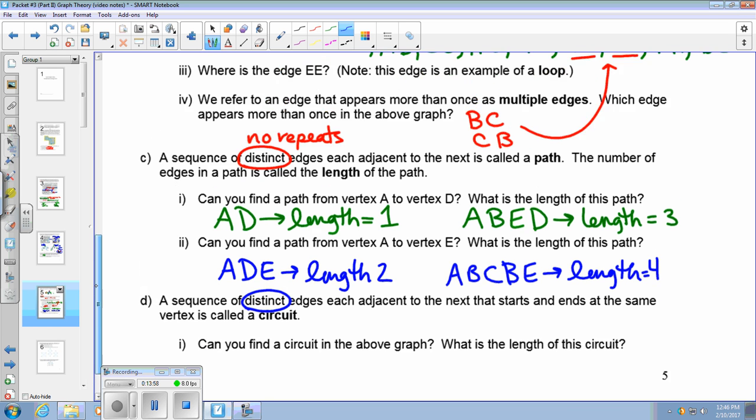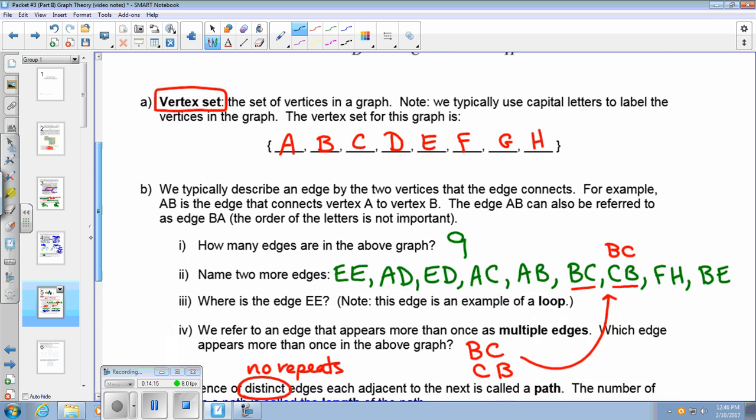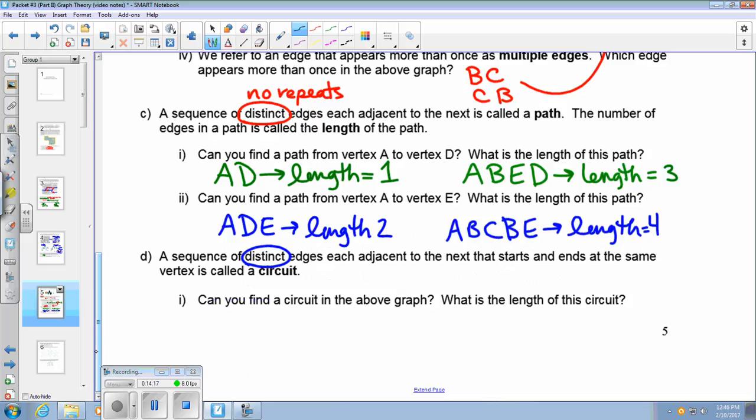So let me go back up to the top. Let me show you an example of one circuit. Let's use black in this case. We got ABCA. There's a circuit. So notice I'm starting and stopping in the same place. So you may want to press pause, take a moment, see if you can find another circuit in there.